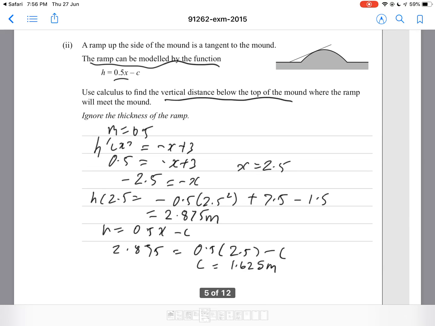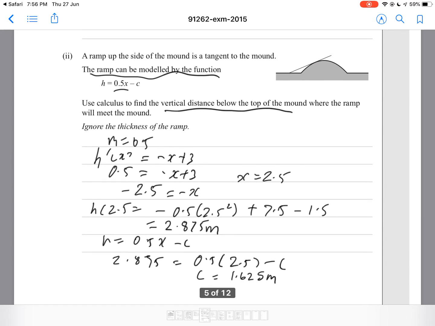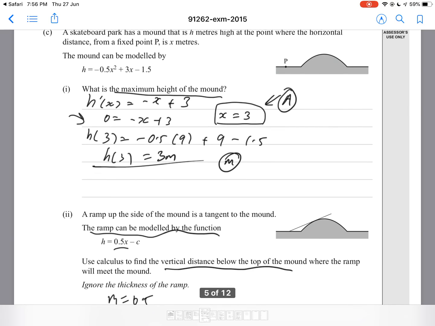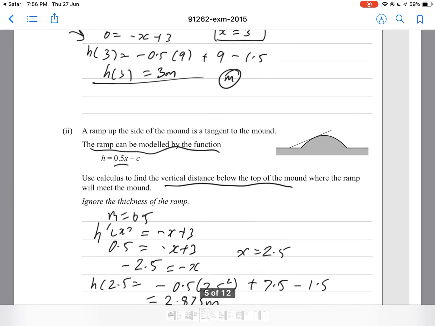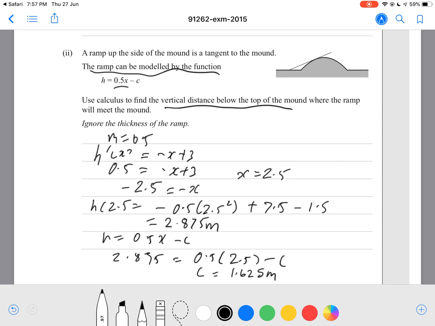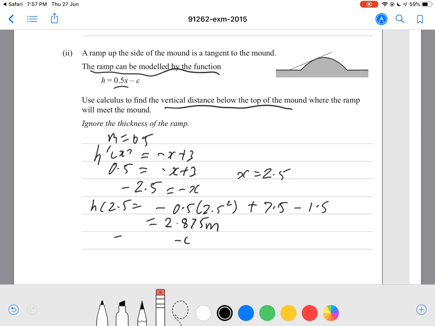What am I missing here? Sorry guys, just hold up for a second. I apologize, I should have been more prepared. We got c equals 1.625 meters, and if we go back to our equation, so vertical distance below the top of the mound. Oh, below the top of the mound. Oh, sorry guys, I understand what that question is asking us now.